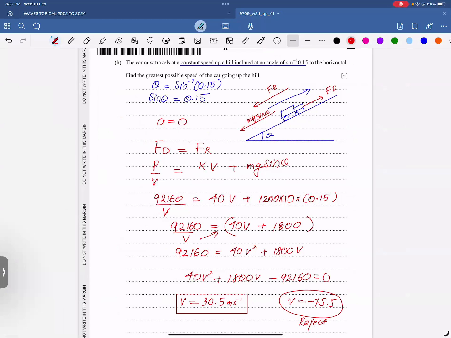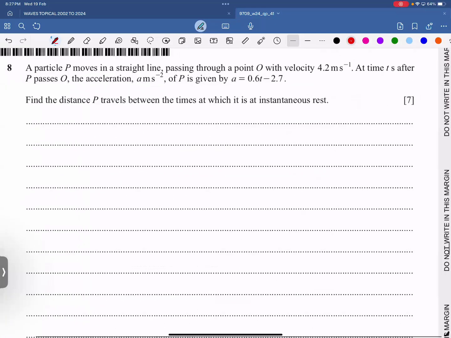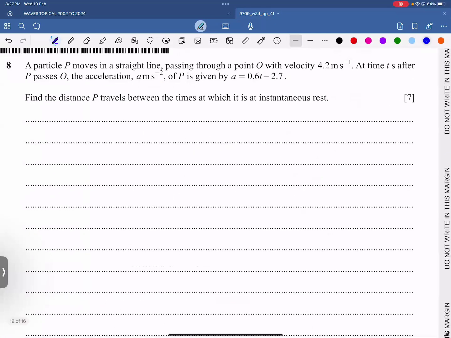Now, I think there should be still another question with variable acceleration in which we need to do integration and differentiation to relate the acceleration, velocity, and displacement. Proceed to question number 8. A particle P moves in a straight line through a point O with a velocity this. After time t, P passes O, the acceleration A is given by this. So A is equal to 0.6t minus 2.7. Find the distance P travels between the times of instantaneous rest.